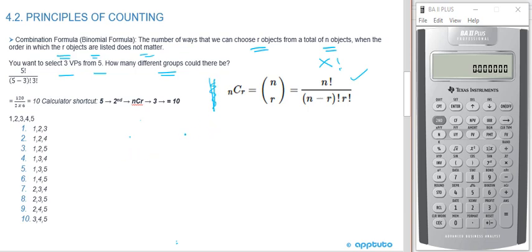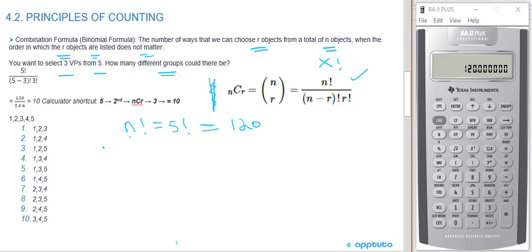The first thing that we need for the numerator is n factorial. We know n equals 5, so we do 5 factorial. It's very easy. We hit 5, then second, and then the key above the multiplication. So our numerator is 120.